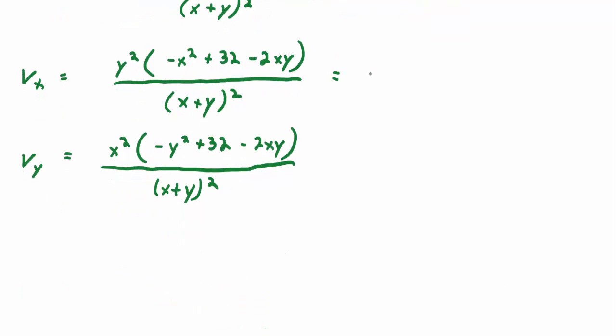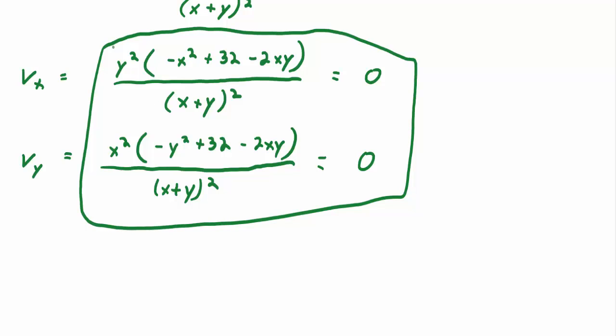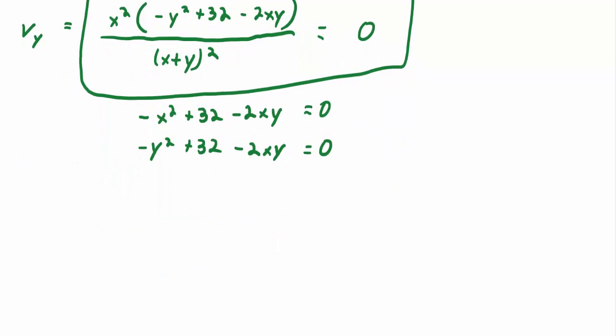Okay, now to find our critical values, we set the first partials equal to 0 and we solve this. But as previously discussed, the non-zero solutions will be given just when these factors in parentheses are equal to 0. So we end up with the equations negative x squared plus 32 minus 2xy equals 0, and negative y squared plus 32 minus 2xy equals 0. And then we can get even a little trickier with this.